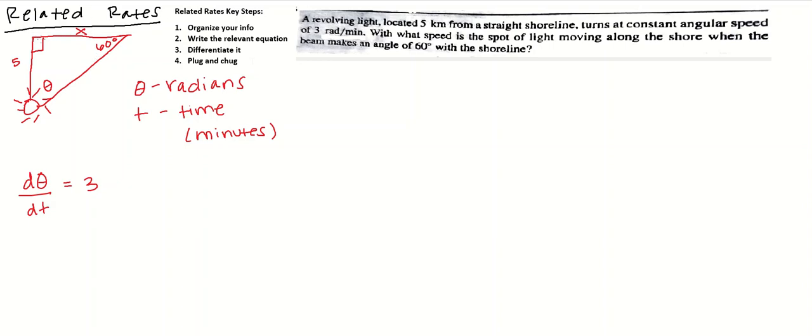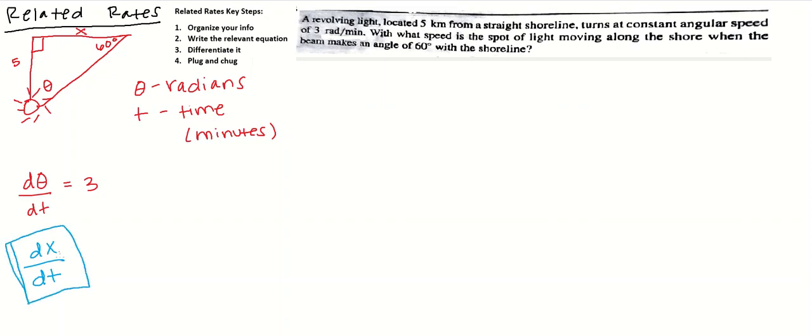So the length of the shoreline is x, and they want to know at what speed the light beam travels along this shoreline. If we were to use differential notation to represent that, we would be talking about dx/dt, right? How fast is this beam moving along this distance x with respect to time? That's what they mean by the beam moving along the shore. So they want us to find dx/dt.